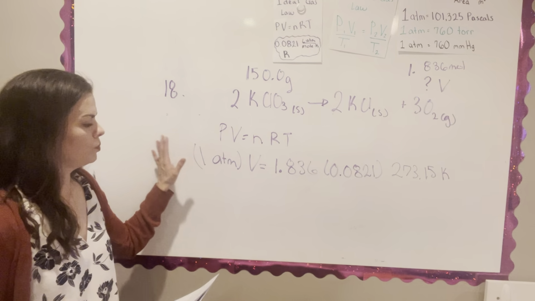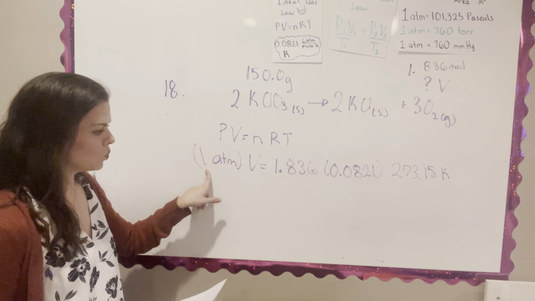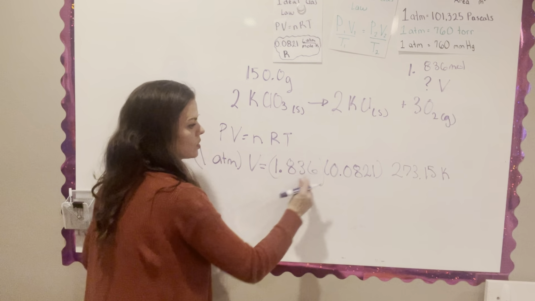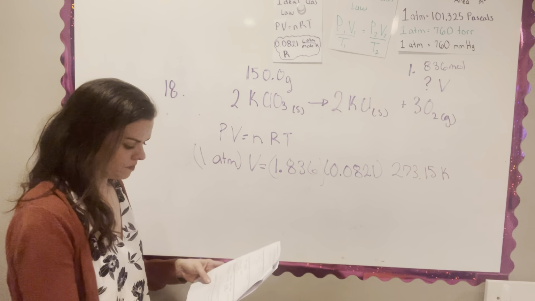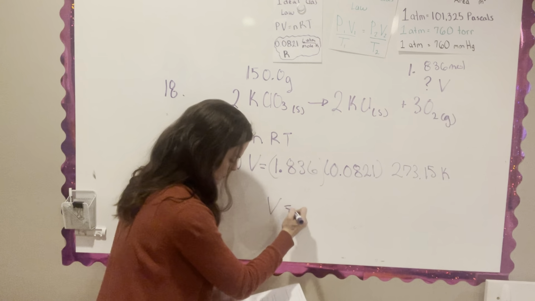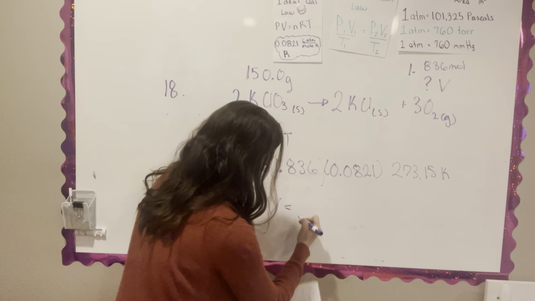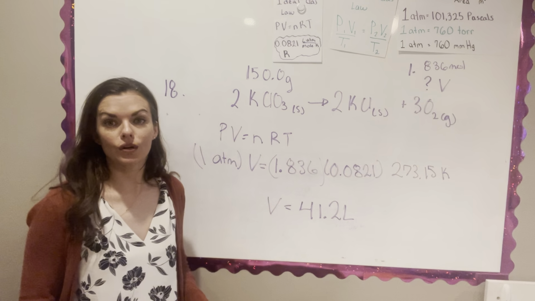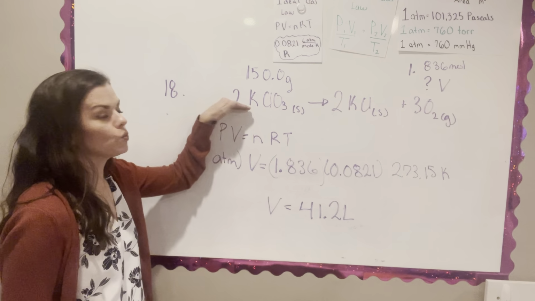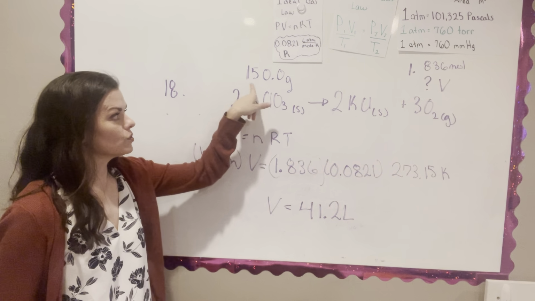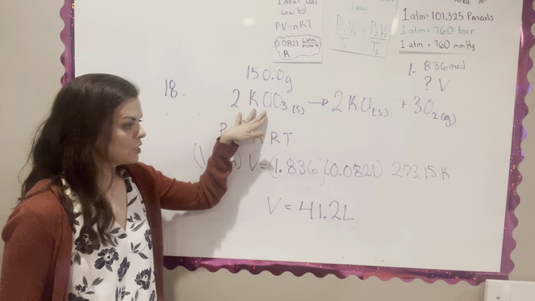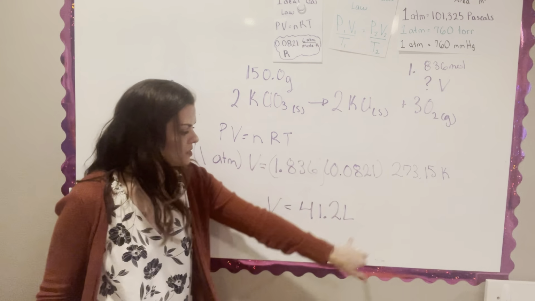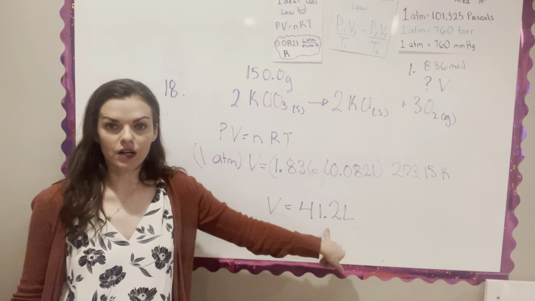So this is a nice one because this is times 1, so you're going to end up with this number, and you're going to multiply these 3 numbers through. You should get 41.2 liters of oxygen. So basically, if you were to start with 150 grams of potassium chlorate, you would end up with 41.2 liters of oxygen.